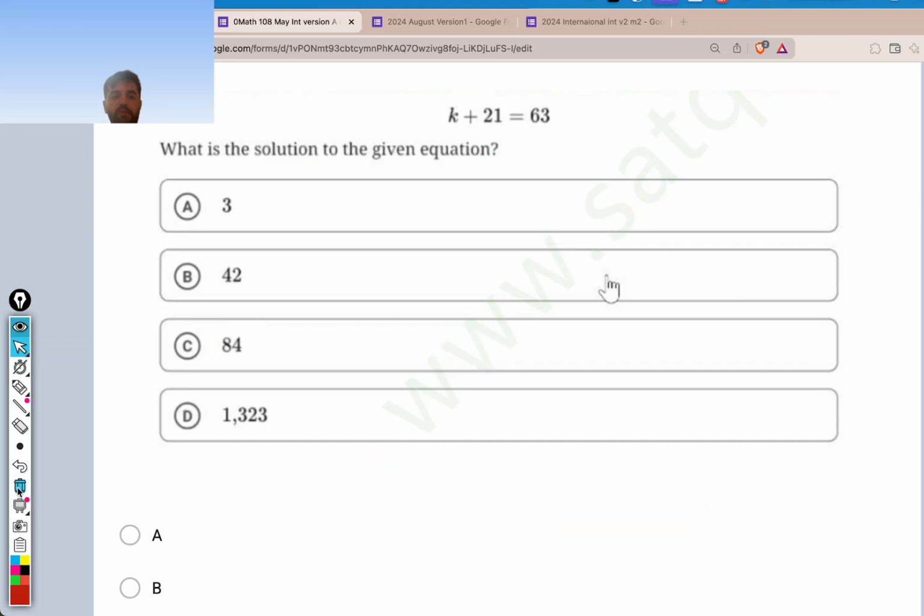This one. We have to make 21 in the second side. We have to send 21 to second side. Then you will get k is equal to 42. B.